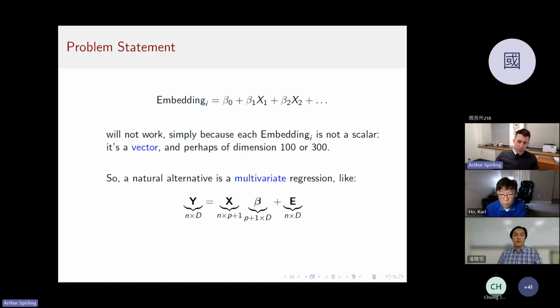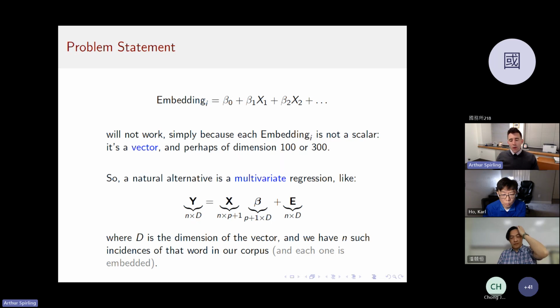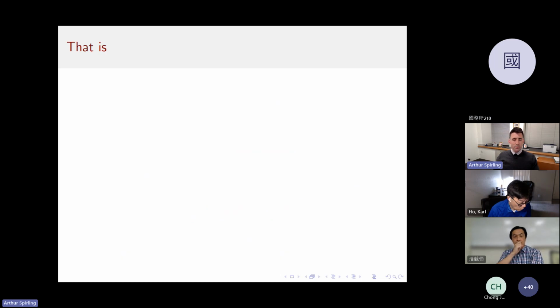So for each individual person, the d is of some length, and they have this first stimulus, second stimulus, and so on. And here d is the dimension of the vector, and we have n such instances of that word in our corpus. So this straight away should begin to clue you in about the second problem we have, which is that we want an embedding for every time the word occurs. And we'll spend a bit of time on that in a second.